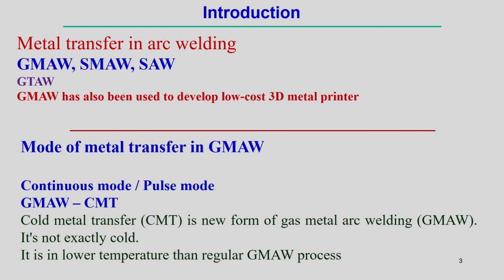Why do we use the word cold? It is not exactly cold, but the metal transfer happens at a relatively lower temperature as compared to the gas metal arc welding process. In that sense we can consider this a cold metal transfer mechanism. It is at a lower temperature than the regular GMAW process.